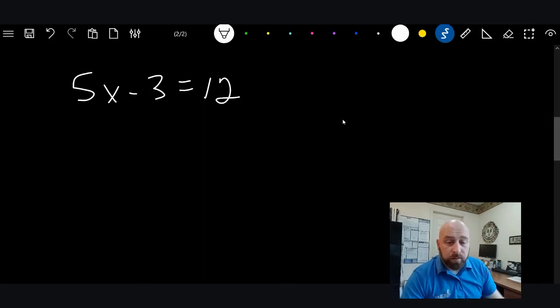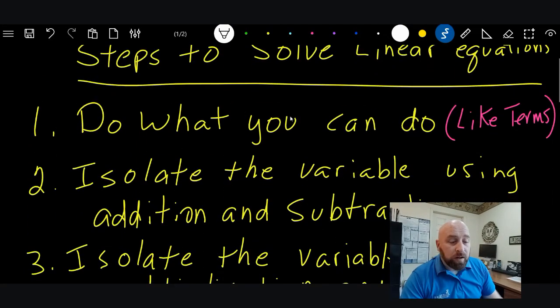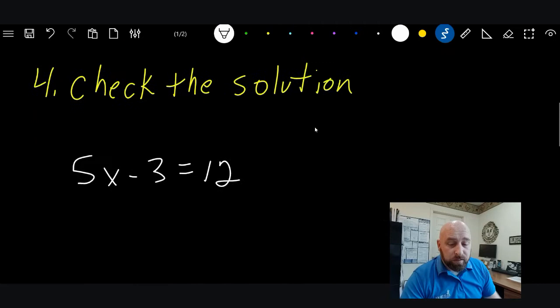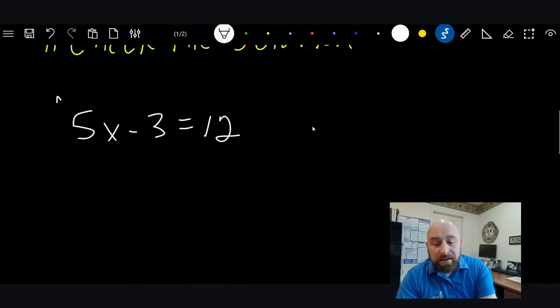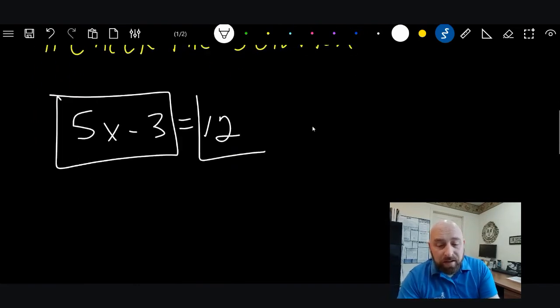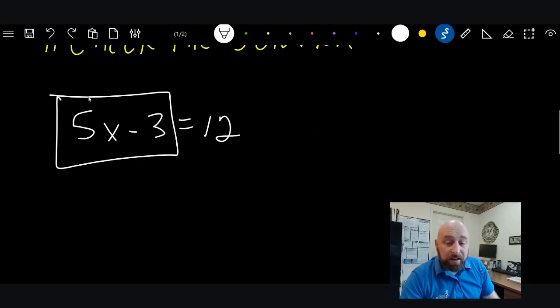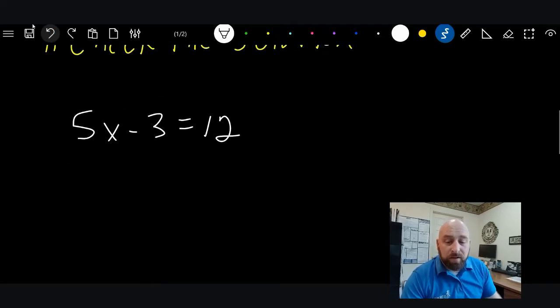Let's follow the rules. So we'll go back up here, do what we can do, any like terms. What I mean by that is on each side of the equal sign. So on the left side, are there any like terms? No. 5x is different than 3. 5x is a variable term, and minus 3 is a constant term, so they're not the same. Over on the other side, there's nothing to solve. It's just 12. Okay, so we can move on to step 2.